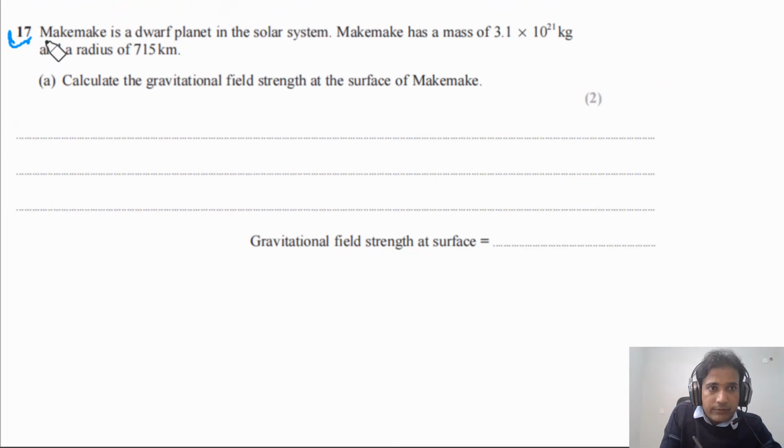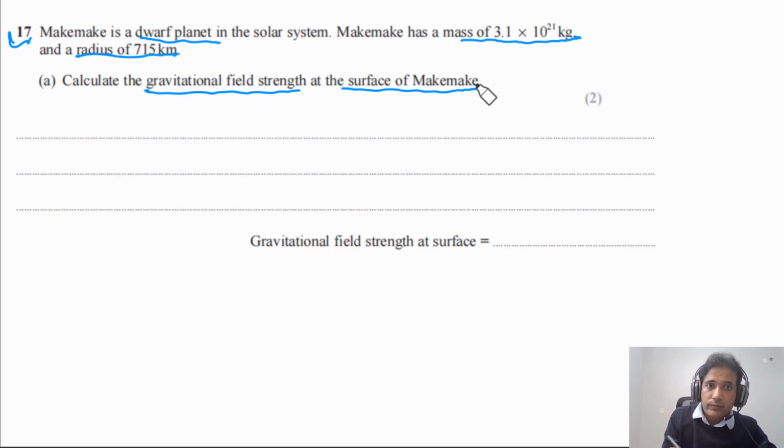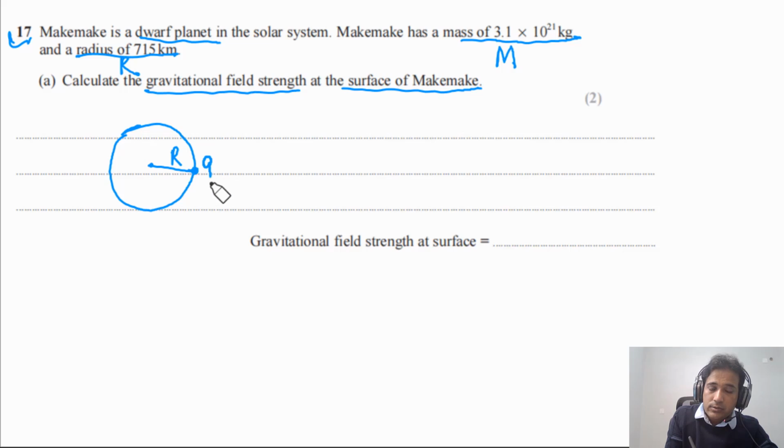Question 17 says Makemake is a dwarf planet in the solar system. Makemake has a mass of this much and a radius of this much. Calculate the gravitational field strength at the surface of Makemake. So simply in this case, let's try to understand what is given to us. So this is the dwarf planet. The mass of this one is given to us, so let's say this is representing M, and the radius of this one is given to us. We need to find out the value of g at the surface, meaning at this point.